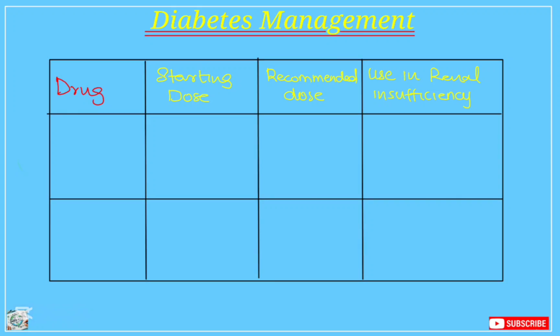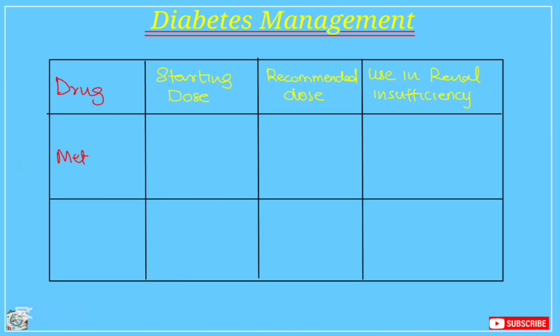Now, in the next and the final section on the non-insulin therapies, I will go over the starting doses and the recommended doses of some of the most commonly used medications. Plus, I will also explain how to adjust these medications in patients with renal insufficiency, something we often see in diabetes management. So let's get into it.